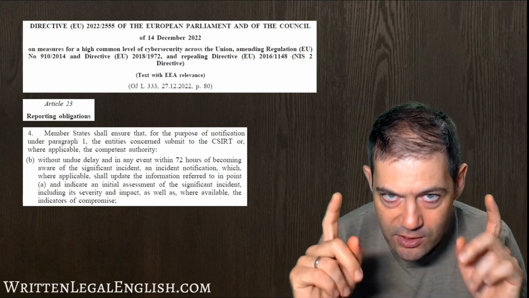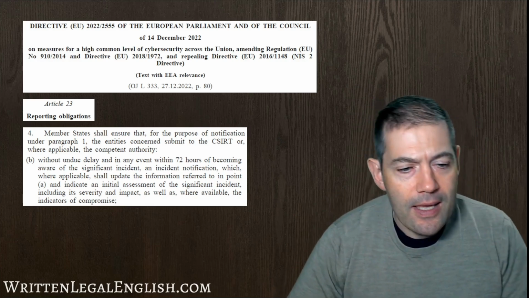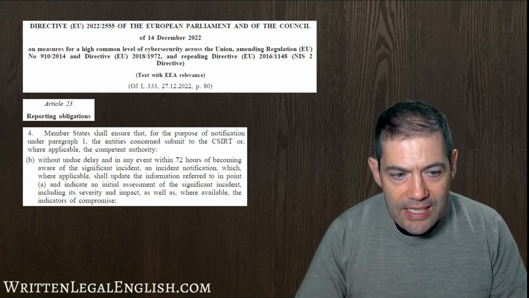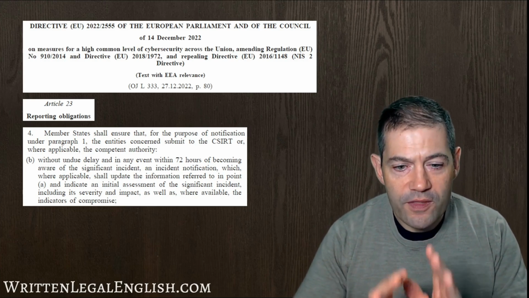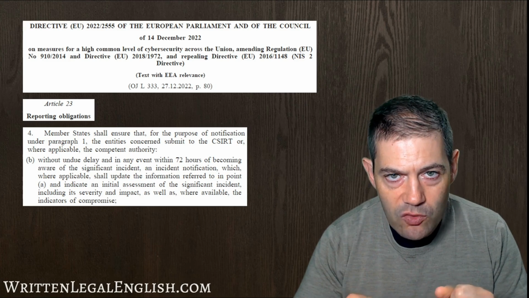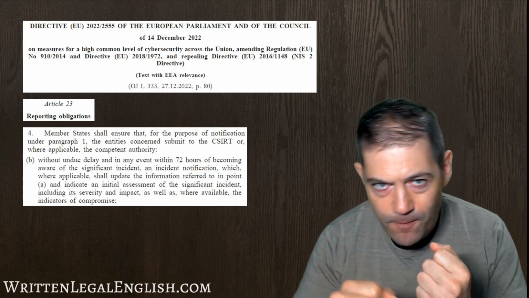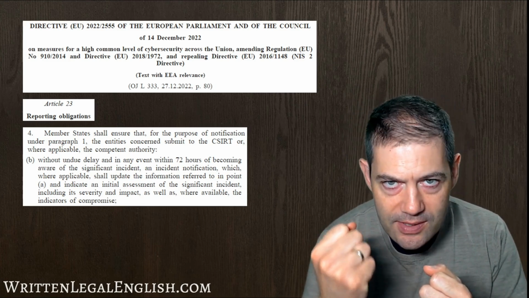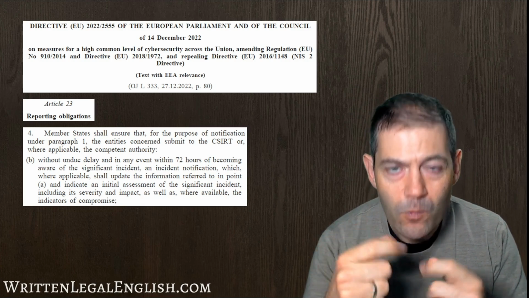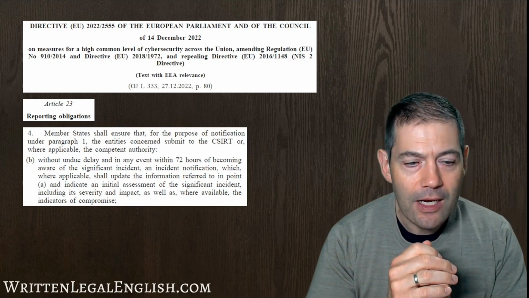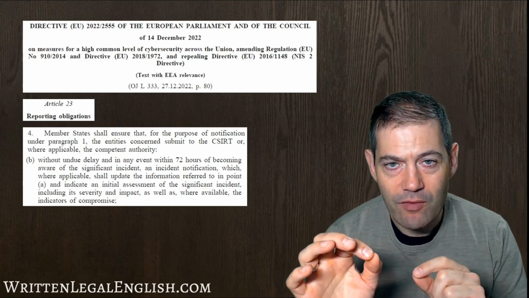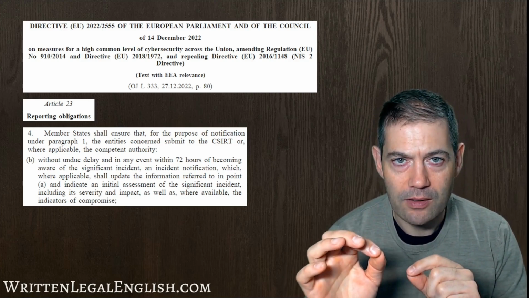Okay, and now we're getting to the unclear antecedent. And indicate an initial assessment of the significant event. So we've got two things here. We've got an initial assessment and we've got a significant event. What follows? Including its severity and impact. It.